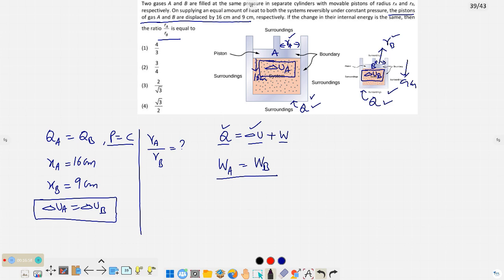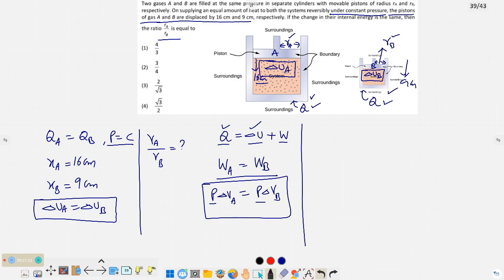So in this case, what is the work done? Work done by the gas. Whenever the piston is moving through 16 centimeters and 9 centimeters, there is work done. Work done is equal to pressure into change in volume. We can write this as pressure into change in volume, this is the volume of A and this is the volume of B. Here in the question they have also given constant pressure, so the pressure is also constant. So the change in volume of A is equal to the change in volume of B.